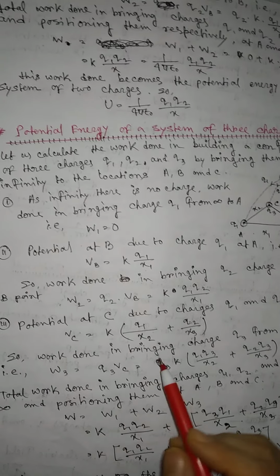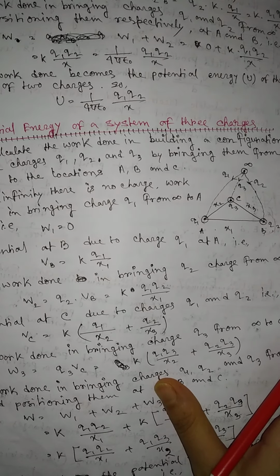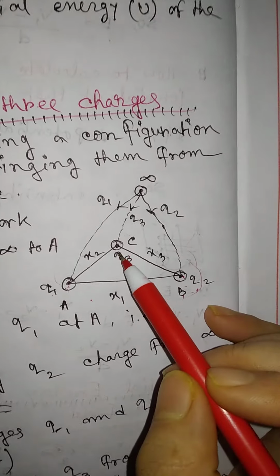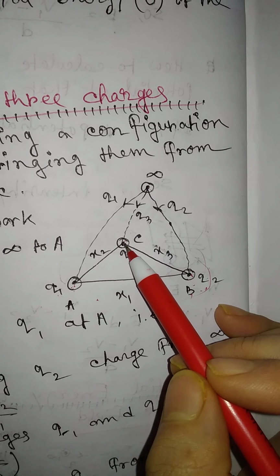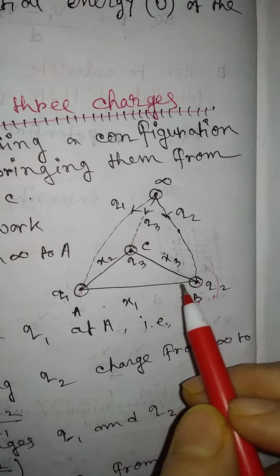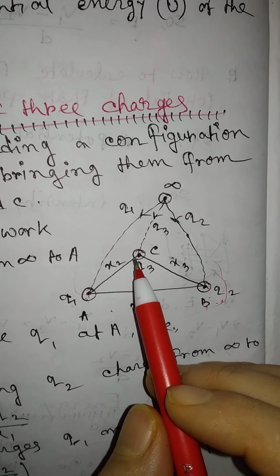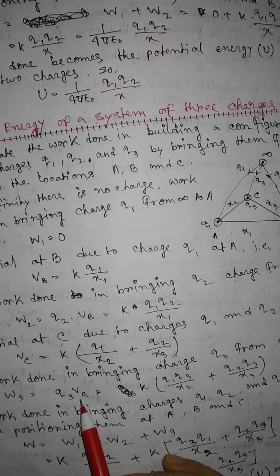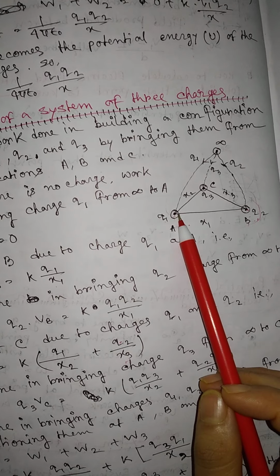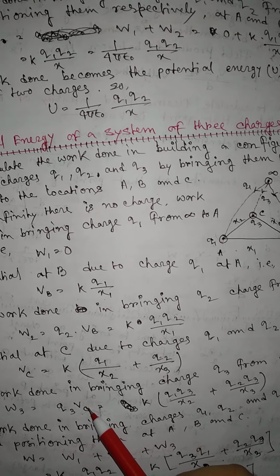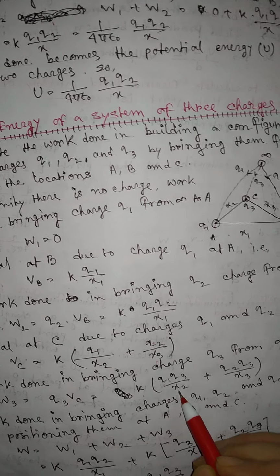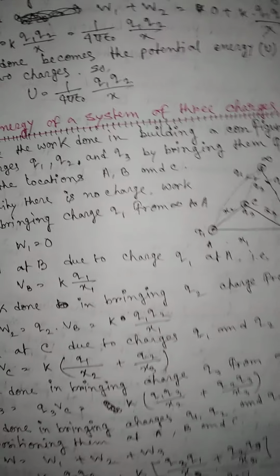So work done in bringing charge q3 from infinity to point C. When we bring q3 charge from infinity to point C, at that time two charges are present there. So we have to do some work, and the work W3 equals q3 into the net potential at point C due to presence of these two charges, which is VC. So W3 equals K into (q1 q3 by x2 plus q2 q3 by x3).